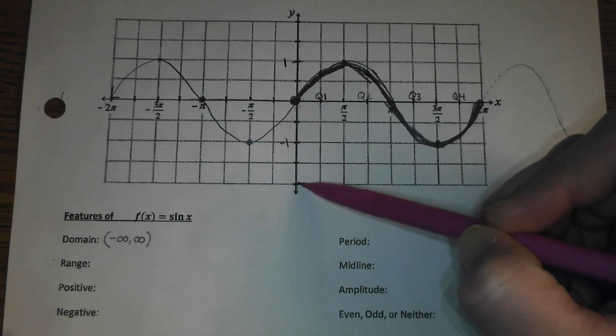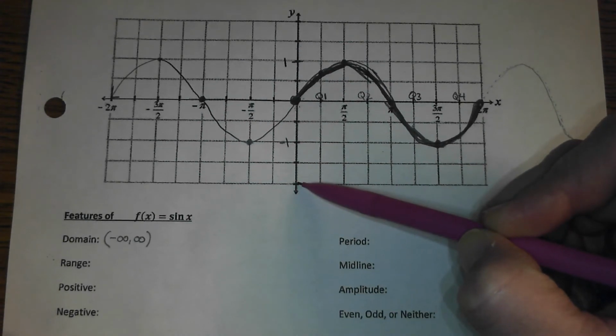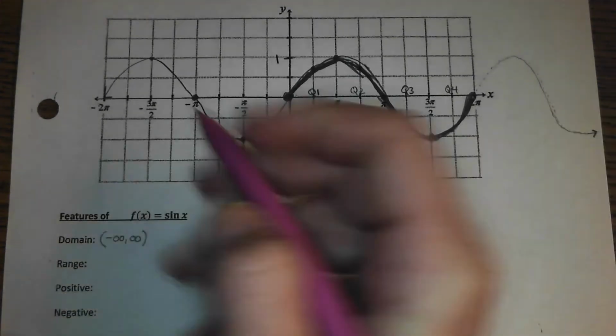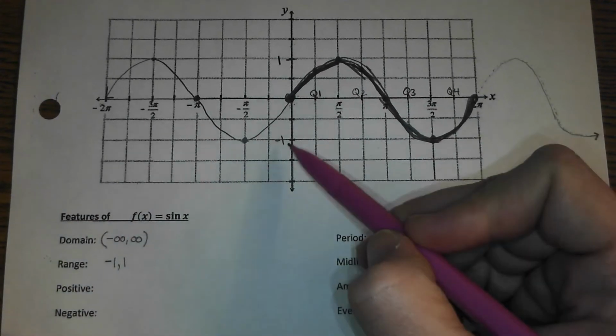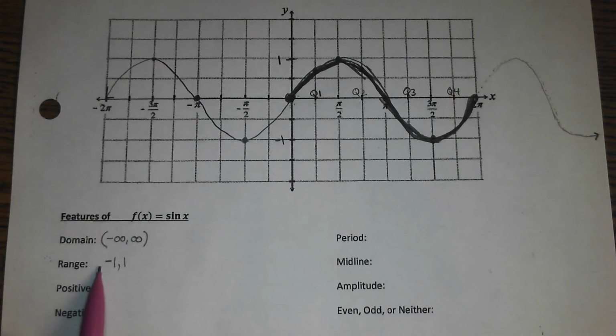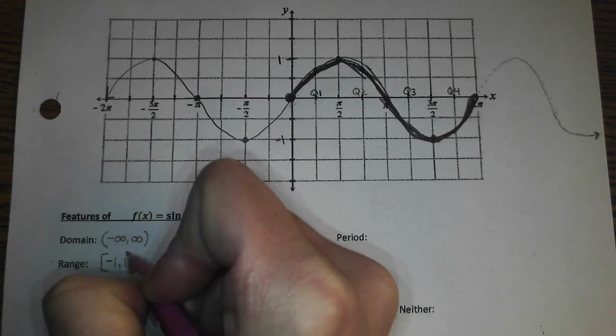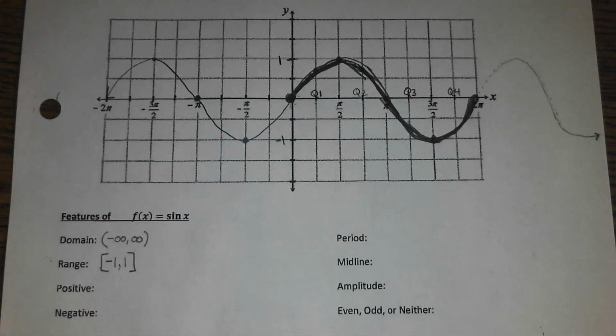It never reaches negative 2. Negative 1 to positive 1. Does it actually reach negative 1? Meaning, am I going to use a bracket or a parenthesis? Bracket. It does reach negative 1 and it does reach positive 1.